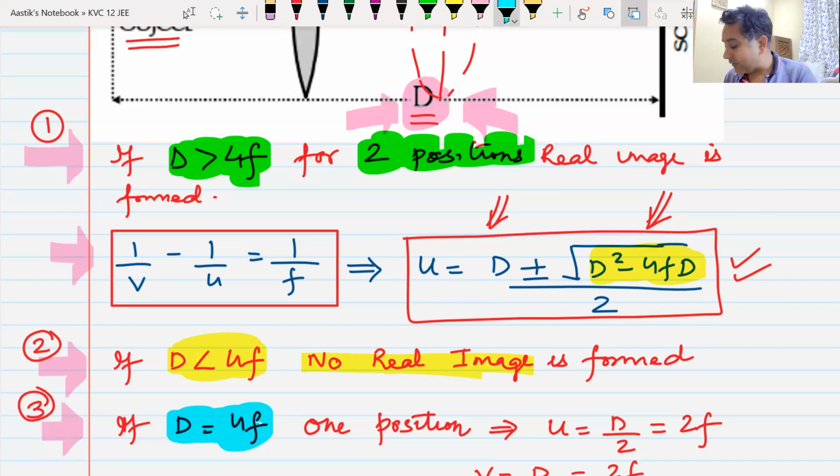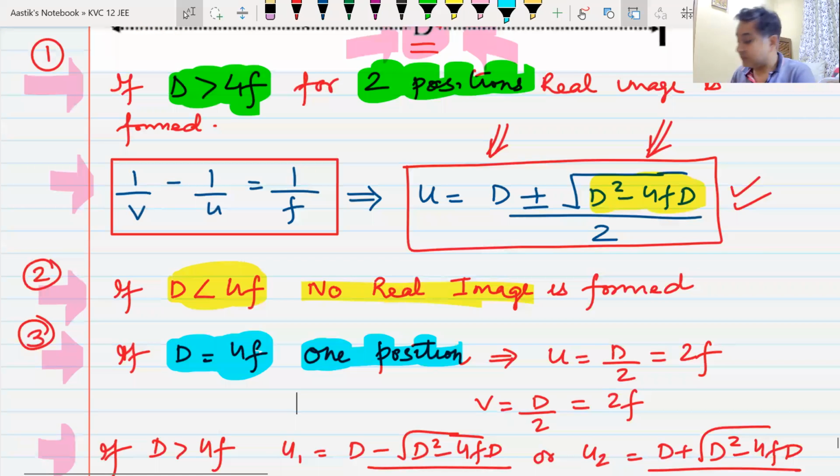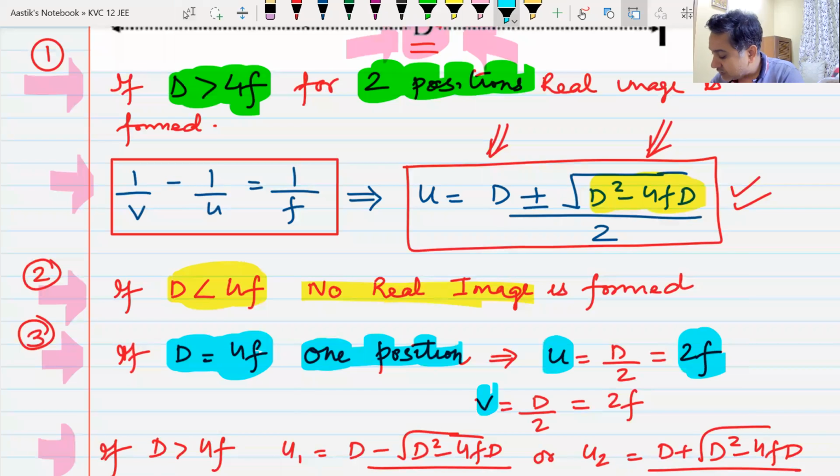When D is exactly equal to 4F, only one position is possible. And all of us know that this position is where the object is placed at 2F. So the position of the object is at 2F. The position of the image will also be at 2F on the other side. This is the least distance between the object and the image for which a real image is formed.